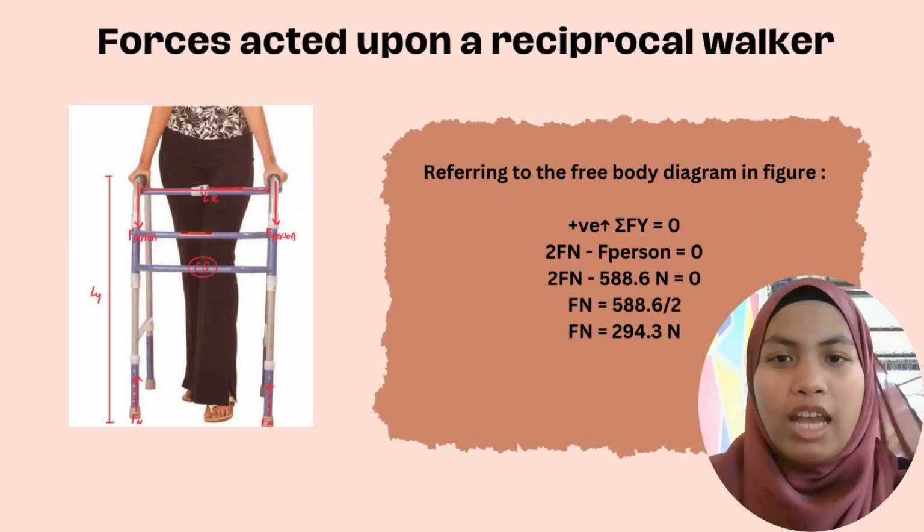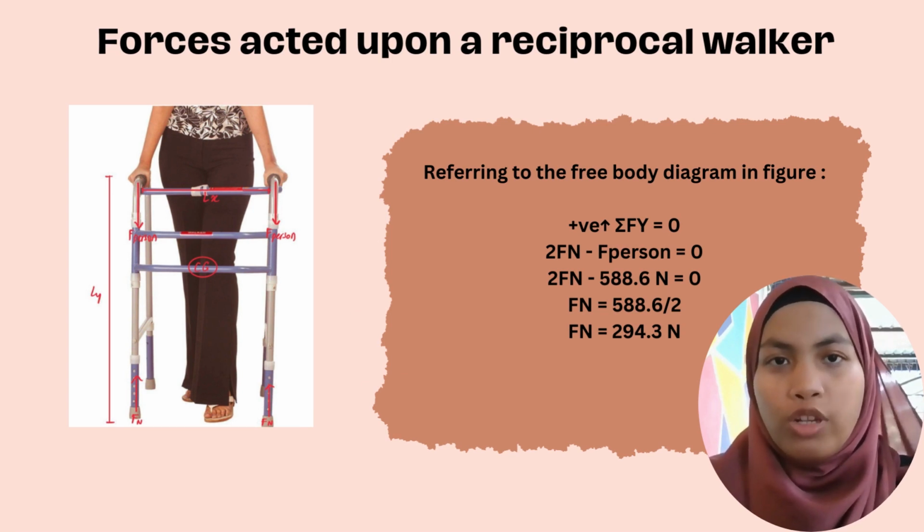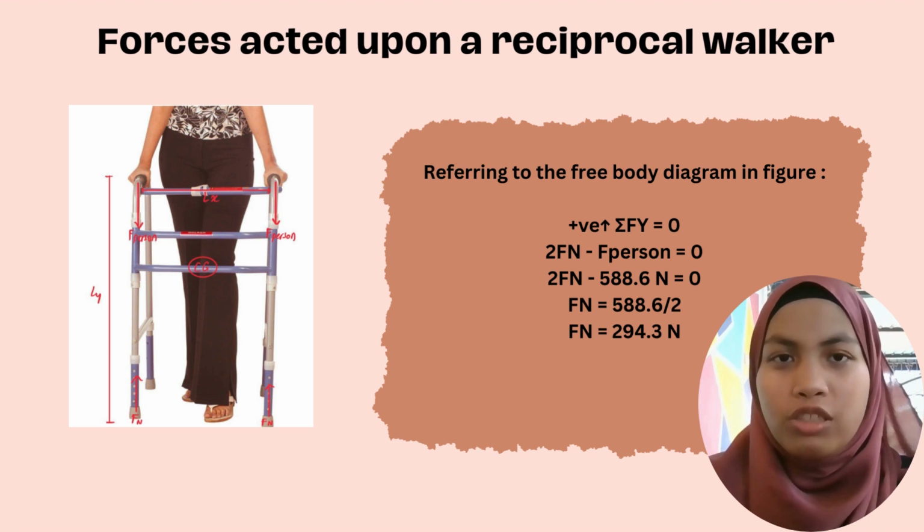Force acting upon a reciprocal walker. Referring to the free body diagram in the figure, we already know that the sum of forces on one axis is equal to 0. Two normal force minus force of a person is equal to 0. Force of a person is 588.6 Newton as we calculated before. Thus, normal force is equal to 294.3 Newton.